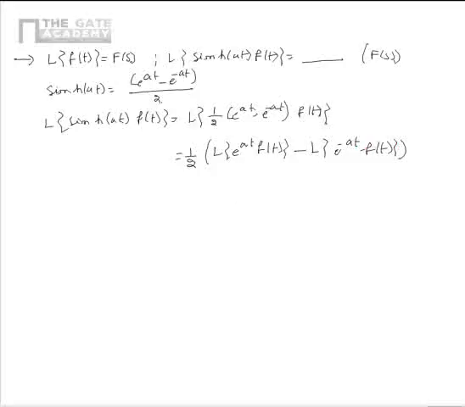We know that the Laplace transform of e power at f of t is equal to F of s minus a. We also know that the Laplace transform of e power at f of t is F of s plus a, and the Laplace transform of e power minus at f of t is F of s minus a. From this we can write that the Laplace transform of sinh(at) f of t is equal to half into F of s plus a minus F of s minus a. So this is the required answer.